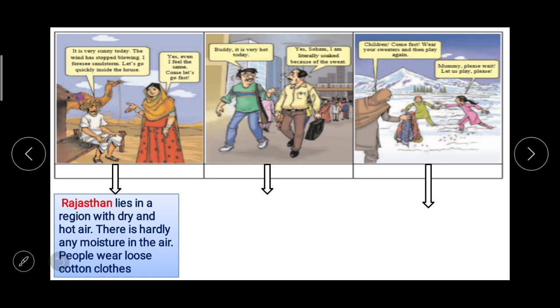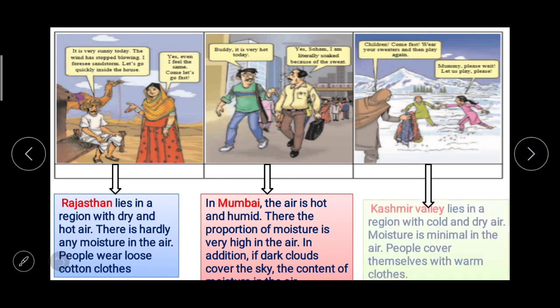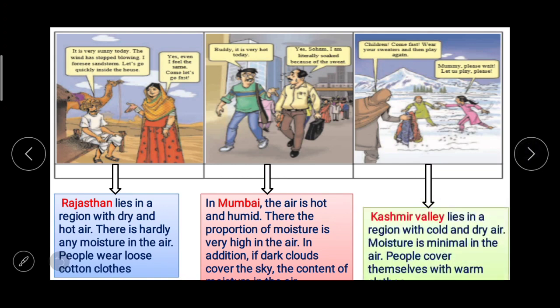And in the second one, buddy, it is very hot today. Yes, Soham, I am literally soaked because of the sweat. And now in the third one, children, come fast, wear your sweaters and then play again. Mummy, please wait, let us play, please. Now three pictures, three climatic conditions, and with the help of the dialogues, you can understand the situation there.